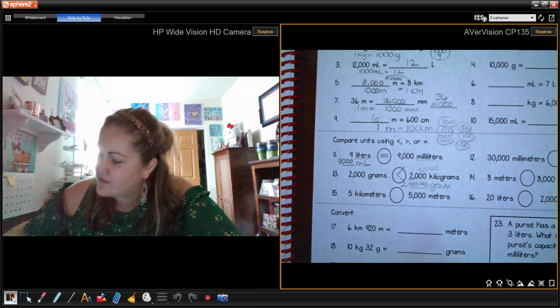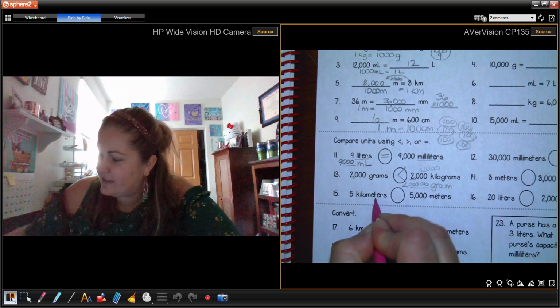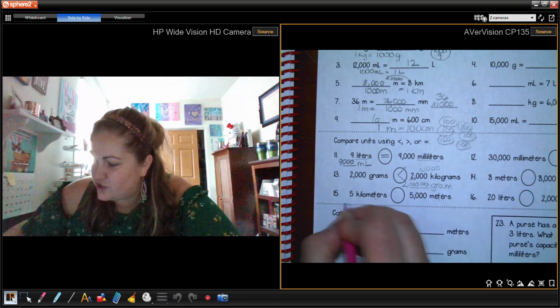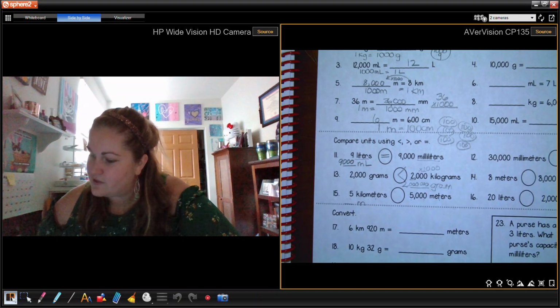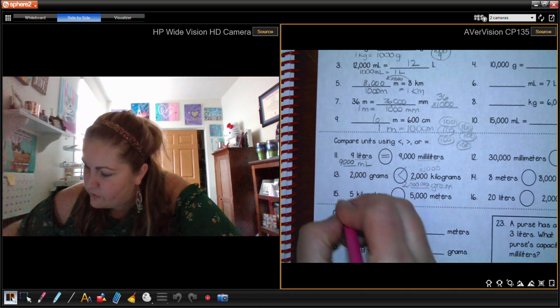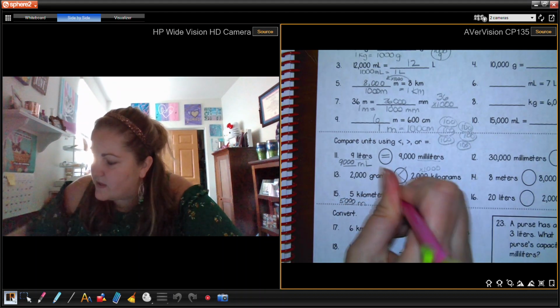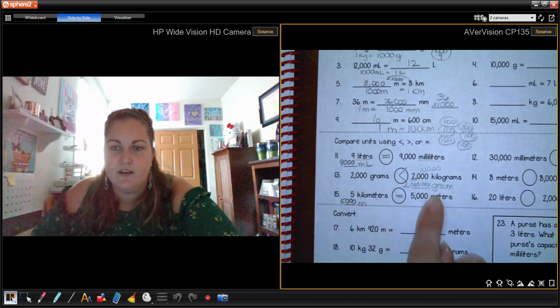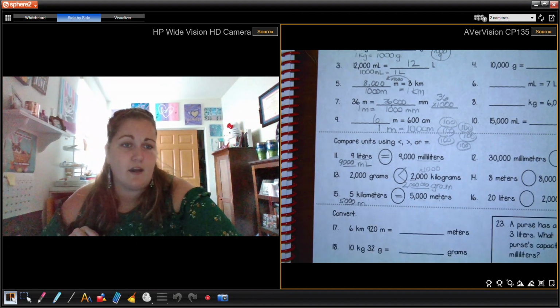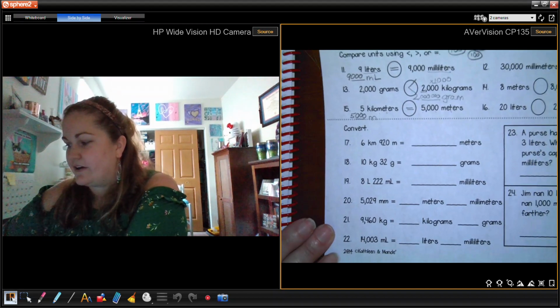Okay, sliding on down to 5 kilometers and 5,000 meters. A kilometer is larger than a meter, so I'm going to exchange that for my meters. So 1 kilometer is 1,000 meters. So 5 would be 5,000. So I have another one that's equal, because I got 500 meters here, 500 meters here. They are equal. All right, I'm going to do all of these at the bottom like I did for my customary, even though it was accidental.